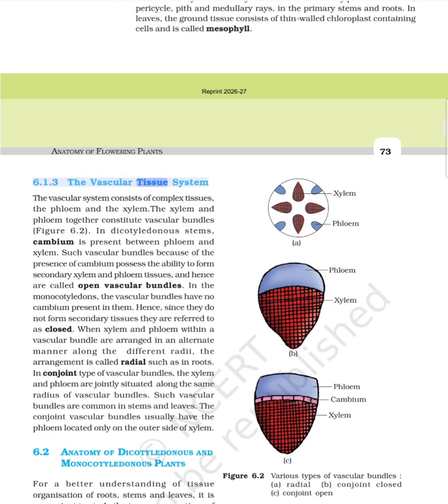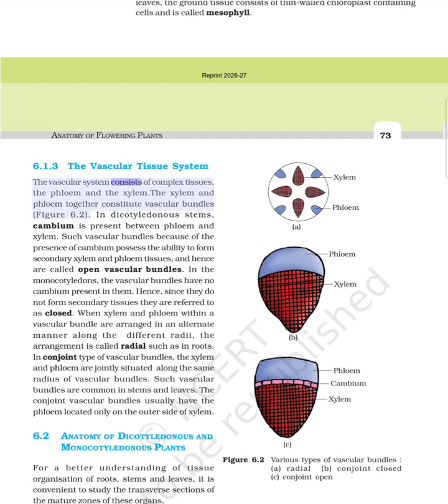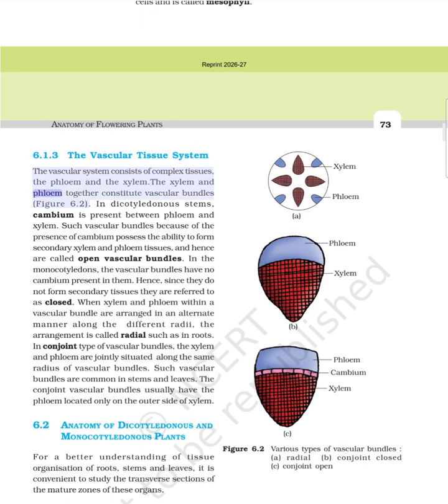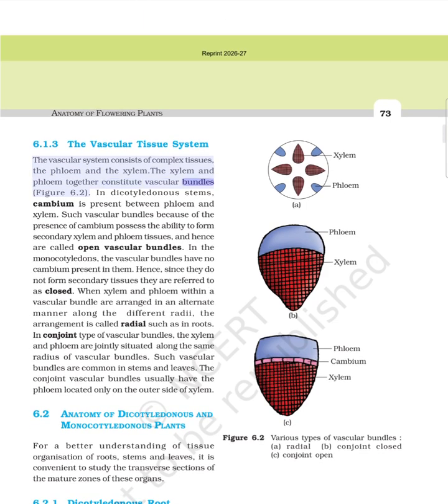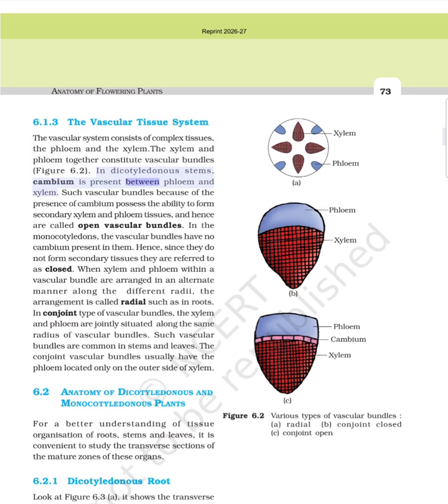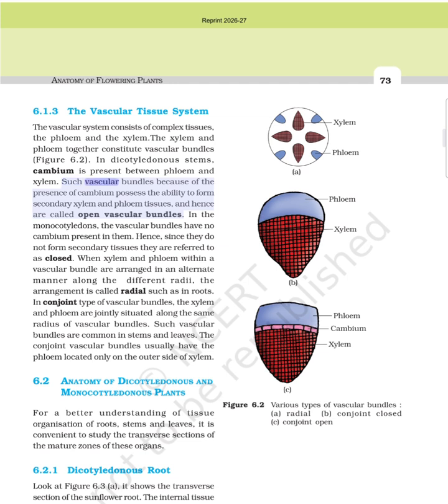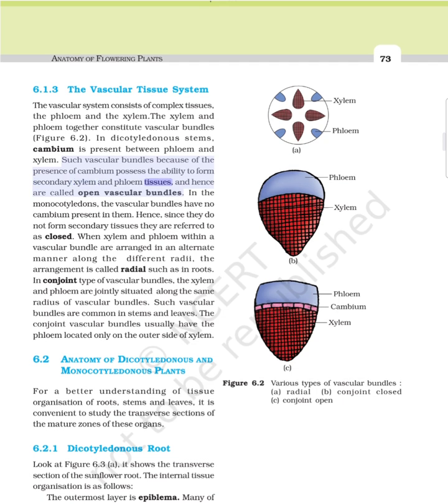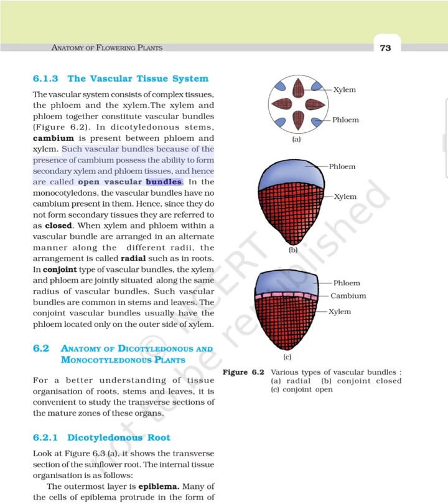6.1.3 The vascular tissue system. The vascular system consists of complex tissues, the phloem and the xylem. The xylem and phloem together constitute vascular bundles. In dicotyledonous stems, cambium is present between phloem and xylem. Such vascular bundles, because of the presence of cambium, possess the ability to form secondary xylem and phloem tissues, and hence are called open vascular bundles.